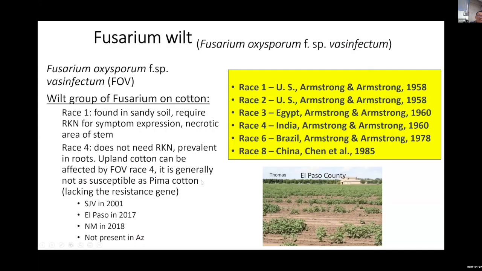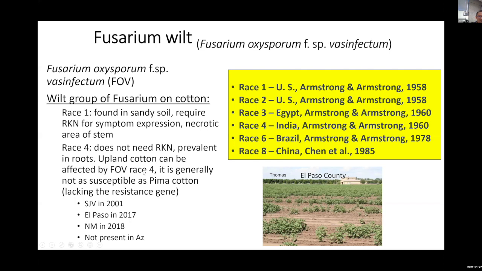Now I'm going to talk about Fusarium wilt. Fusarium wilt has been a serious disease of cotton in many other states, but in Arizona, we haven't really had it until recently. I started looking into this disease, and I got a survey grant from Cotton Incorporated and the Arizona Cotton Research and Protection Council, looking for the emerging risk of this FOV in Arizona.